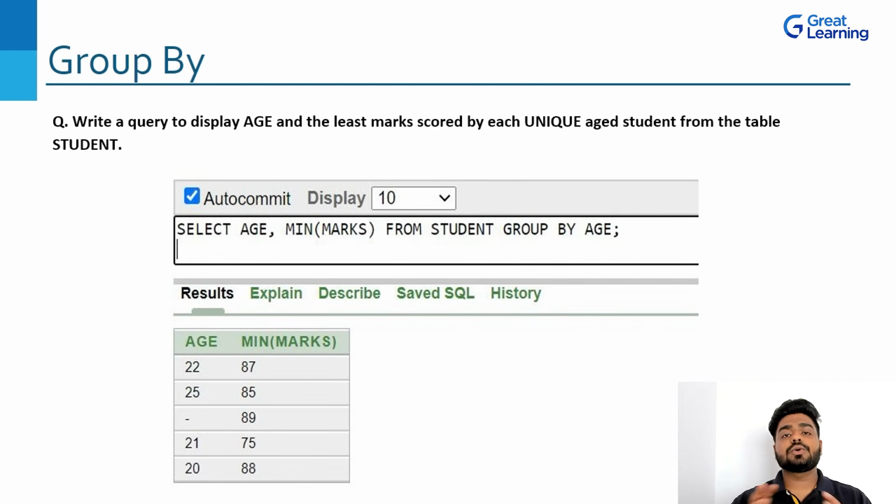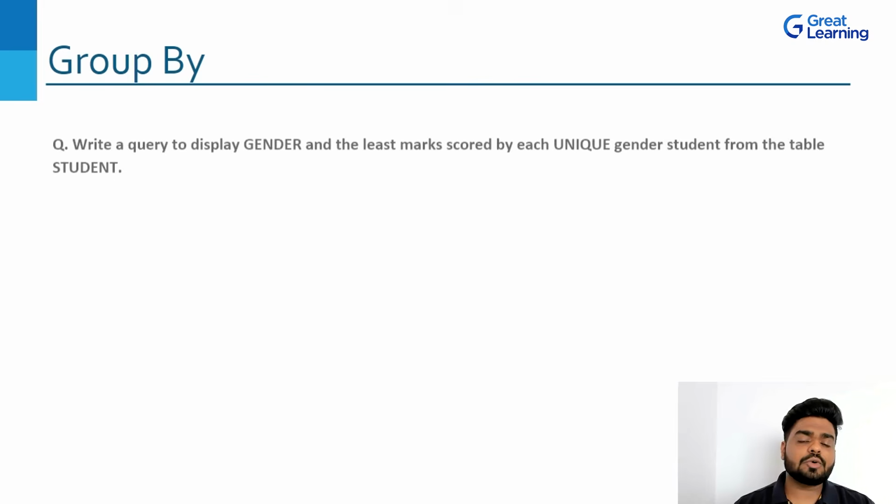So this is what group by is. When you have similar, same matching values, you group that particular data in one group, and then you can apply some conditions on that. So these are nothing but the clauses. Let's see one more example.